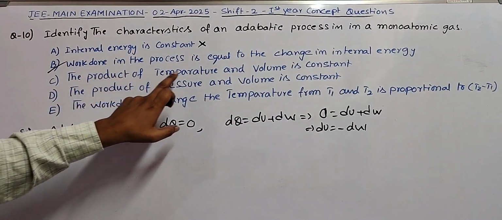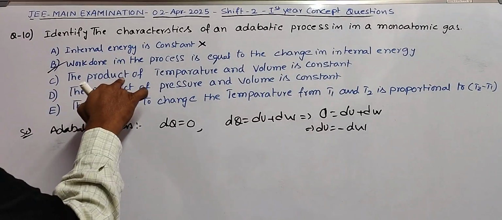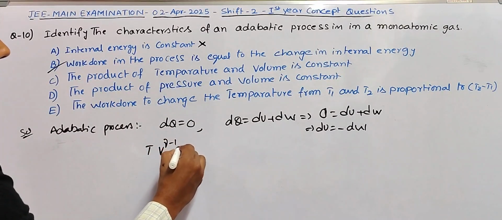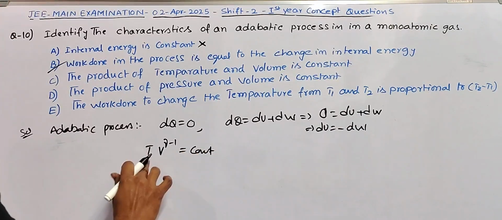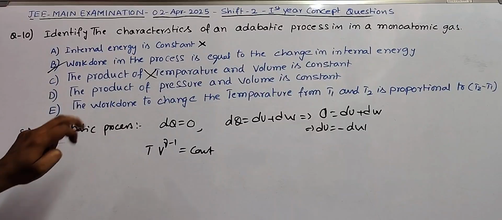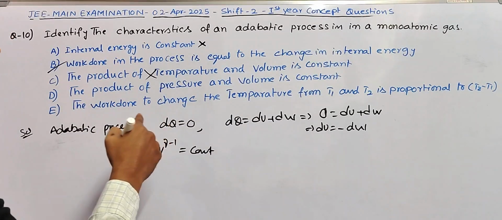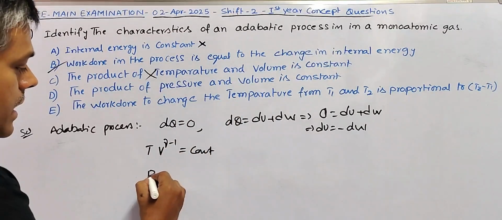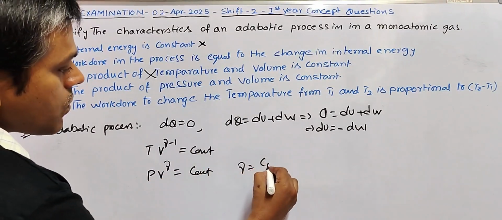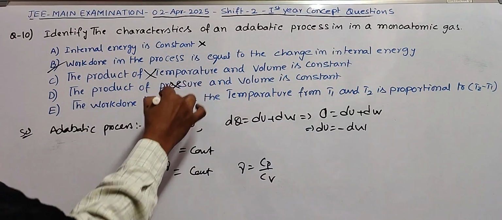Next, the product of temperature and volume is constant. What is the adiabatic relation between temperature and volume? T into V power gamma minus 1 is equal to constant, but T into V is not constant. It is also not correct. The next, the product of pressure and volume is constant. The adiabatic relation is P into V power gamma is equal to constant. Here gamma is the ratio of specific heats of the gas, Cp by Cv. So this is also not correct.